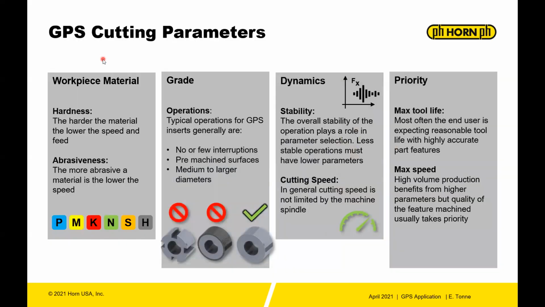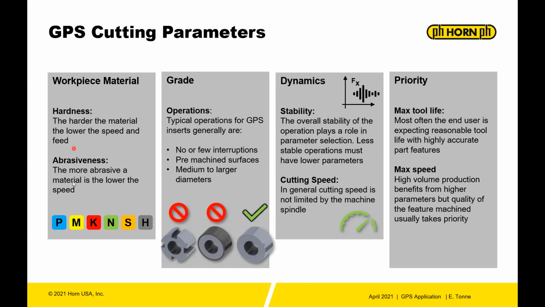So cutting parameters, a lot goes into cutting parameters. A lot of technology research and time goes to develop cutting conditions that are safe and stable and give you economic tool life. So think about your workpiece material. Think about the hardness of the material and the abrasiveness. You can have fairly soft materials that are very abrasive. And generally, the more abrasive a material is, the lower the speed.